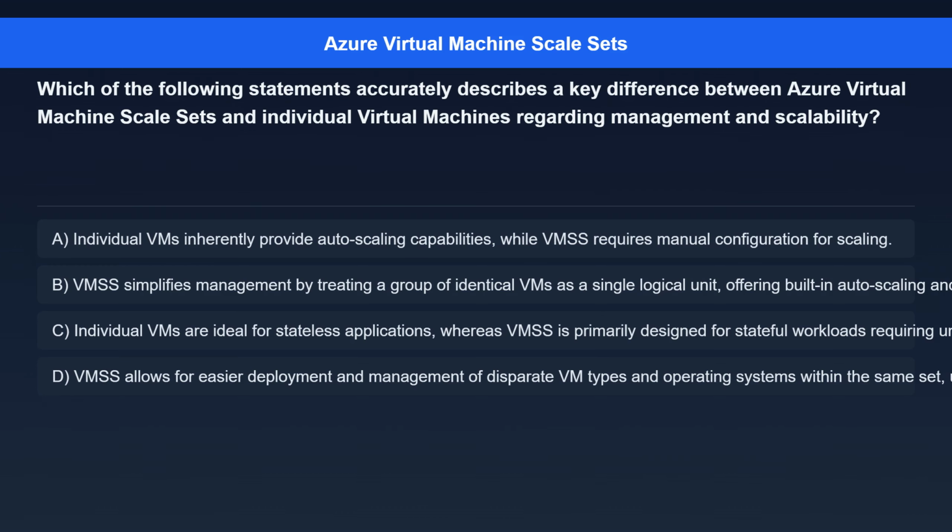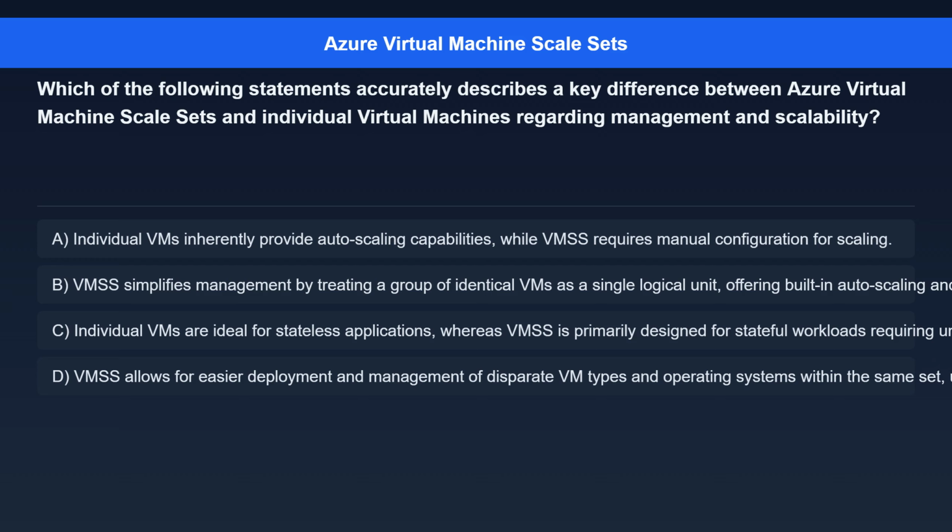Question 3. Which of the following statements accurately describes a key difference between Azure Virtual Machine scale sets and individual virtual machines regarding management and scalability? Option A, individual VMs inherently provide auto-scaling capabilities, while VMSS requires manual configuration for scaling.